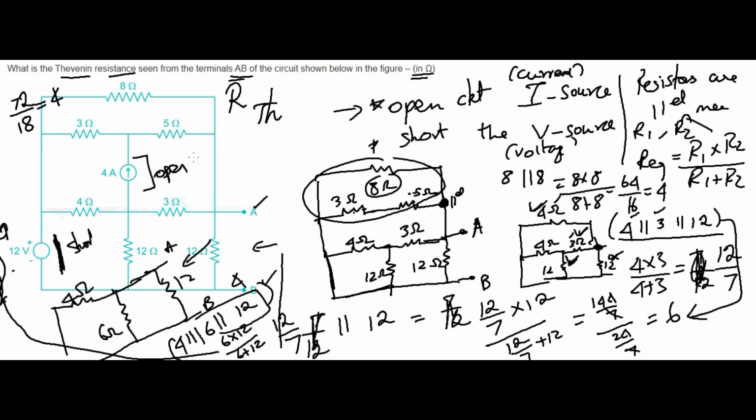So now finally you will get 4 parallel 4. That means 4 into 4 divided by 4 plus 4. So 4 fours are 16 divided by 8 is equal to 2. So the answer is 2 ohm. Don't write it like this, because I'm just writing in the rough note. Okay, now I will talk in Tamil.